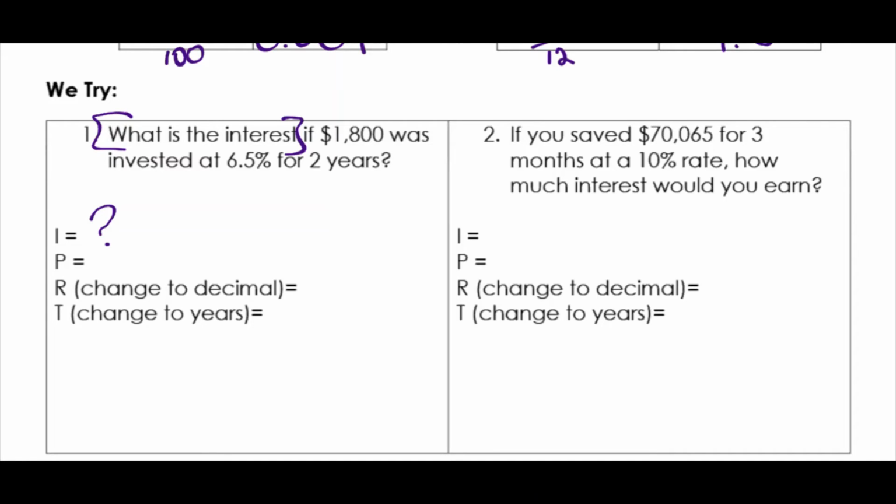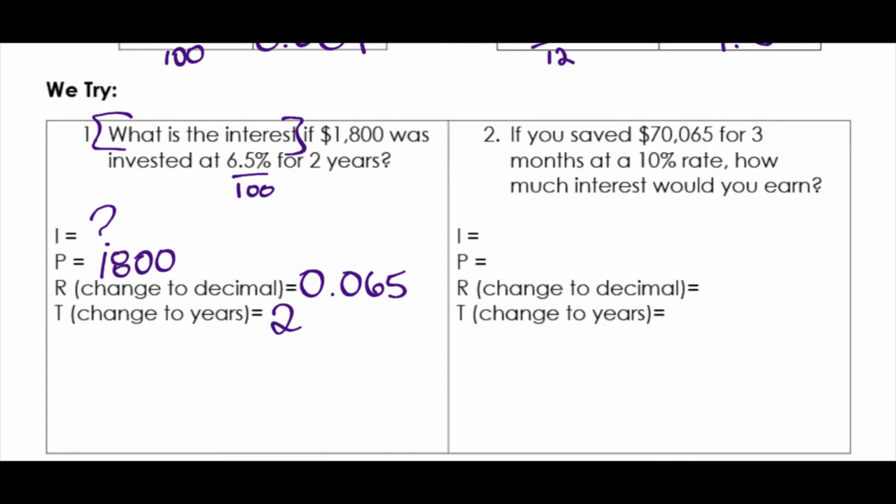If $1,800 was invested at 6.5% for 2 years, 1,800 is our principal. That's our starting amount. Our rate, I'm going to change that into a decimal right away. I'm going to divide that by 100, and that's 0.065. And the 2 years, I don't have to change that at all. That's already in terms of years. I'm just going to use 2.